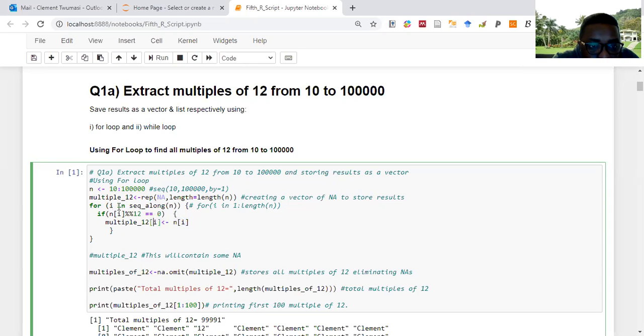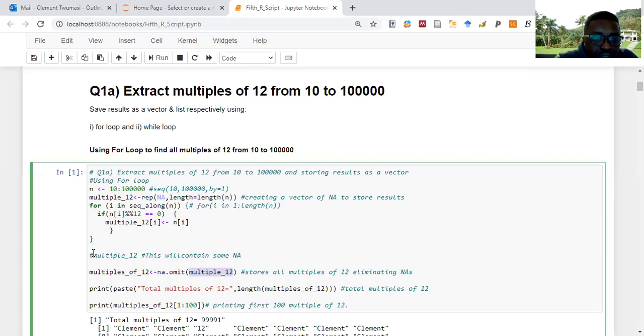Then when i is 2, it checks whether the number in the second position divided by 12 will also give a remainder of 0. If so, then it should save. So in situations where that condition is not satisfied, there will be NA still left. That's what we are doing here.